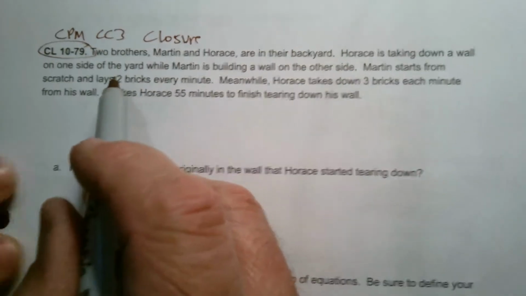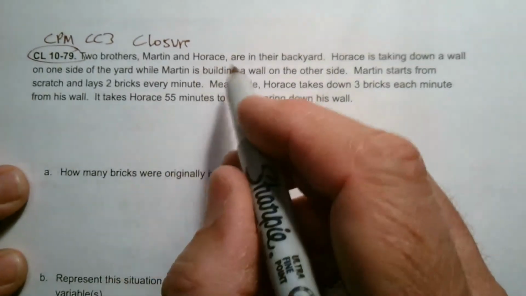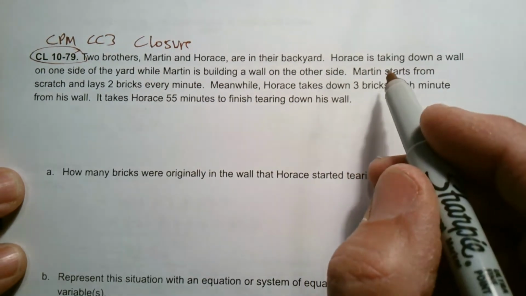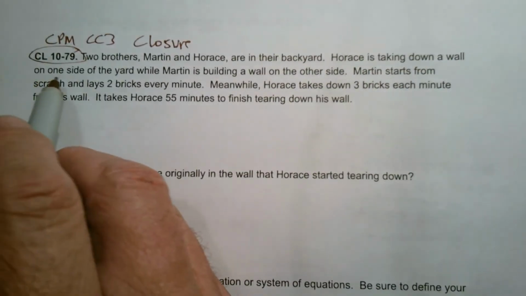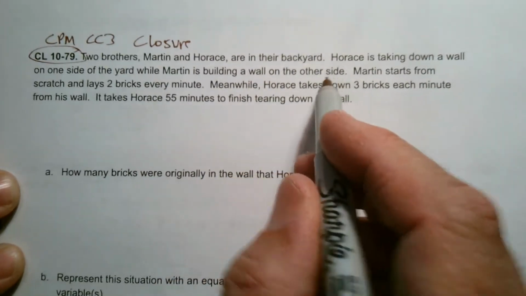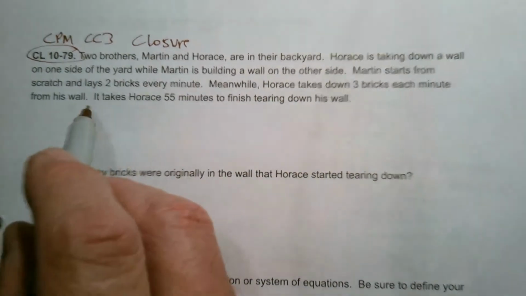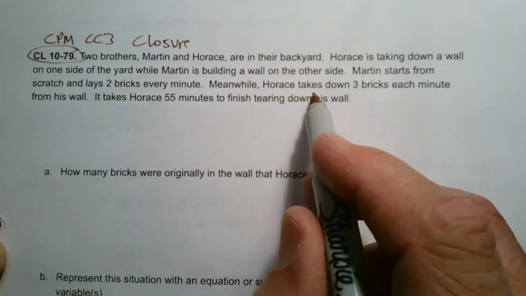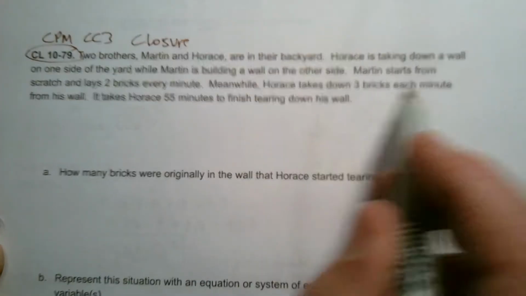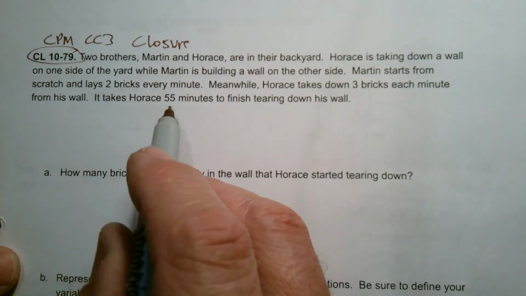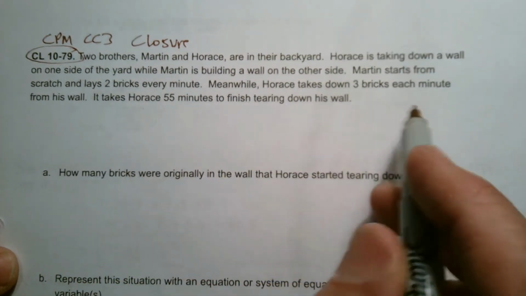It says two brothers, Martin and Horace, are in their backyard. Horace is taking down a wall on one side of the yard, while Martin is building a wall on the other side. Martin starts from scratch and lays 2 bricks every minute. Meanwhile, Horace takes down 3 bricks each minute from his wall. And it gives more information. It takes Horace 55 minutes to finish tearing down his wall.